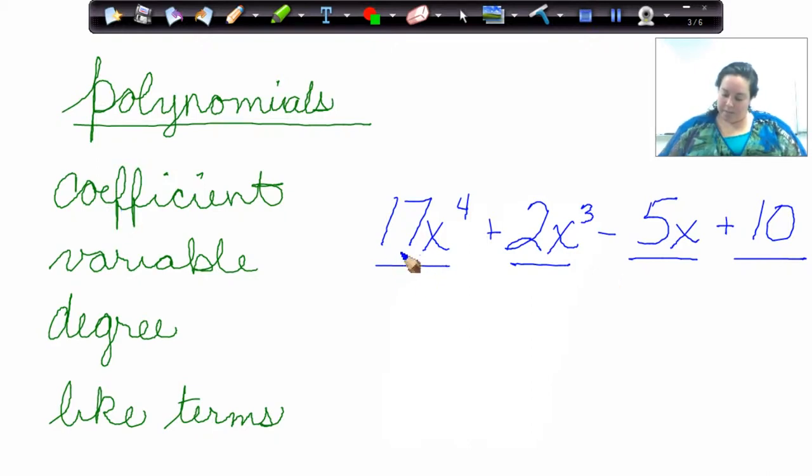So we know what the coefficient is. It's the number out in front. That's the coefficient. Let me highlight these things. Let's do yellow for coefficient. These are the coefficients.